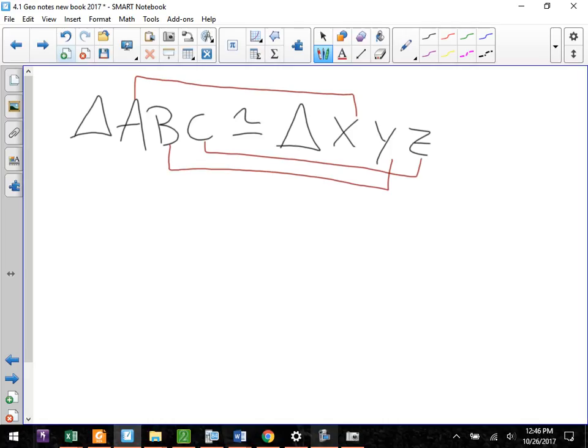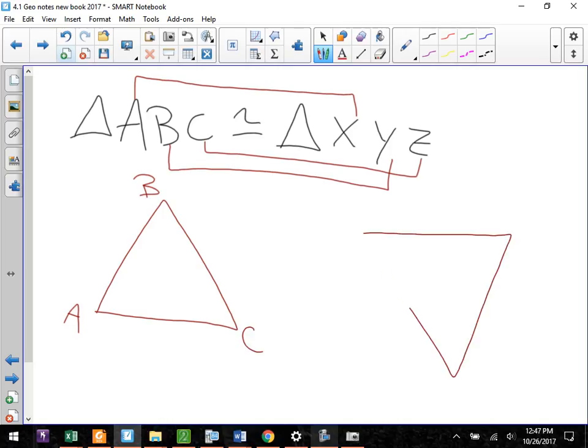So in a diagram right away, how do you mark a diagram for angle measurements being the same? Remember that? Exactly, with the little tick marks. Remember how we make the little arcs? Angle A has to match up with what? X. B and Y, and then lastly C and Z.